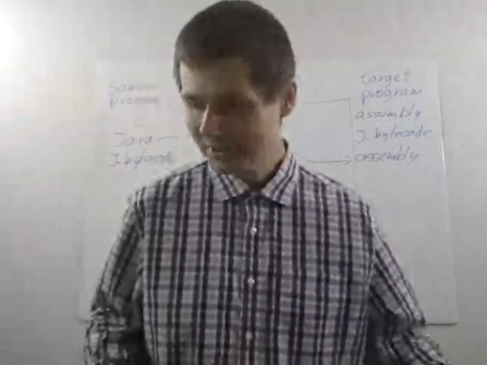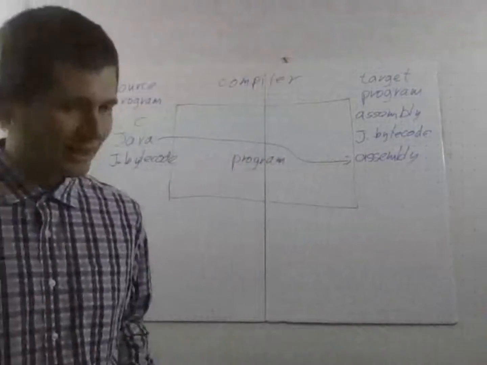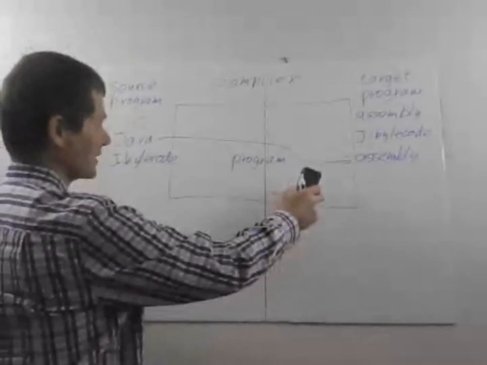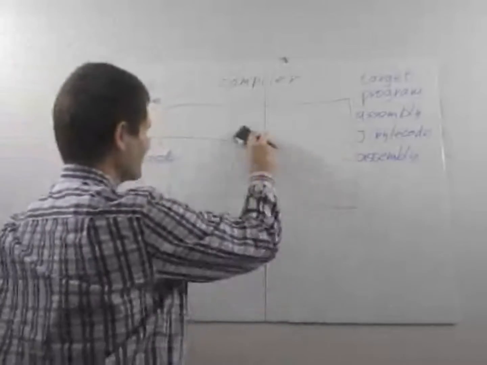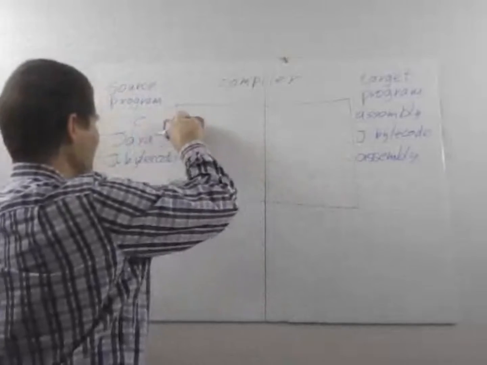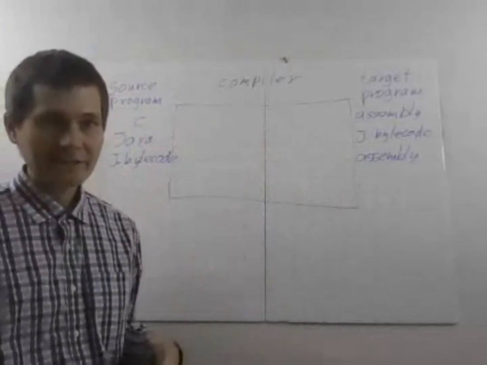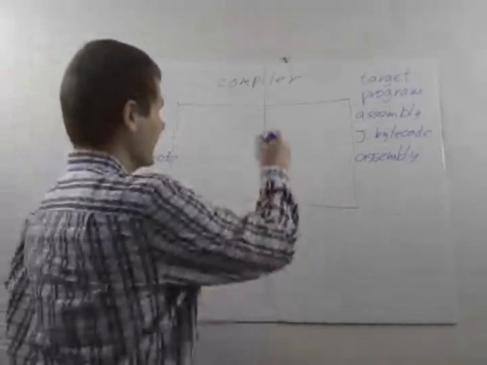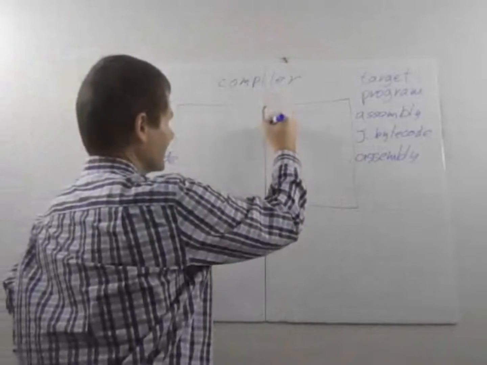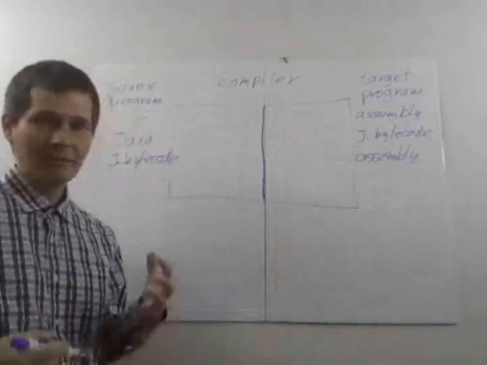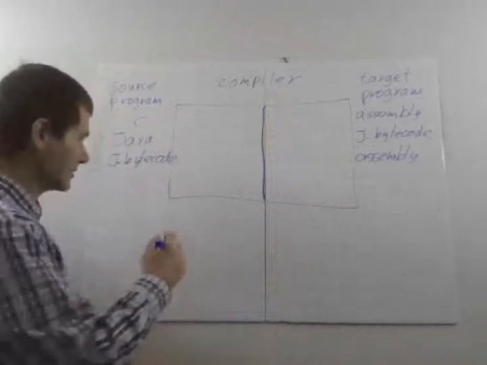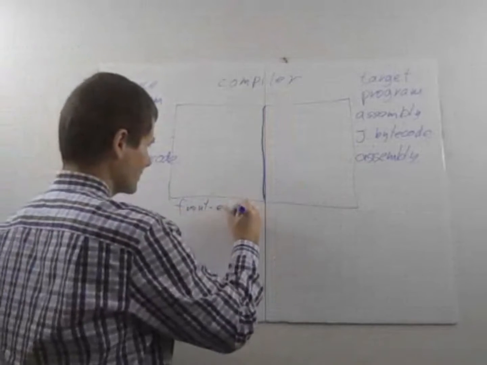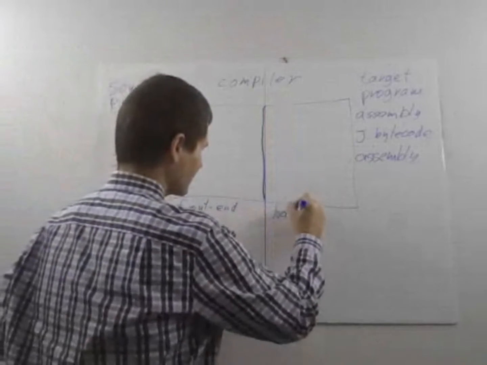Okay. So let me talk about the compiler a little bit more. So far it's just a box that does this translation. But we can take the compiler and split it up into multiple parts. And usually the first split is into a front end and a back end. So front end, back end.